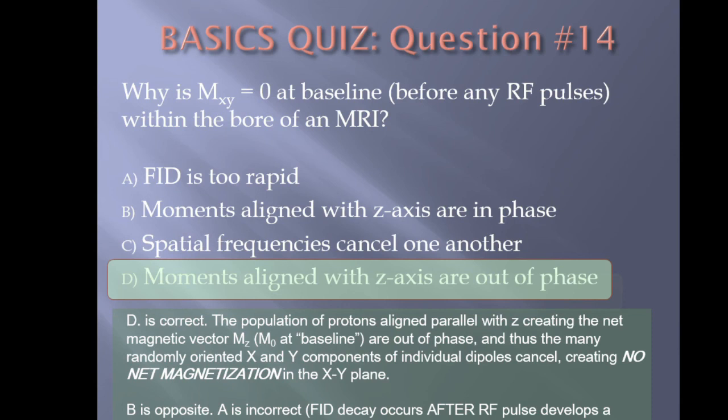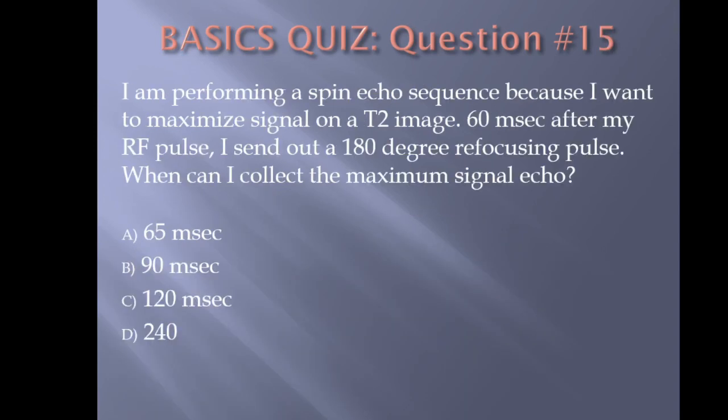Since they're all out of phase, they're randomly distributed, and there are millions of them, so the x and y components of each one cancel out. It's not until the RF pulse is applied that they gain phase coherence and create a real magnetization in the xy plane.